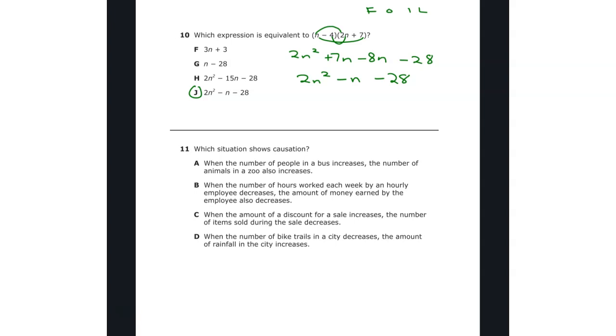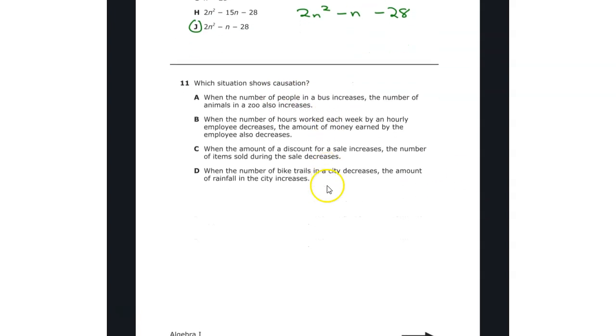Number 11, which situation shows causation? So let's look at the answer choices and see if they make sense. When the number of people in a bus increases, the number of animals in the zoo increases. That doesn't make any sense. When the number of hours worked each week by an hourly employee decreases, the amount of money earned by the employee also decreases. That makes a lot of sense.